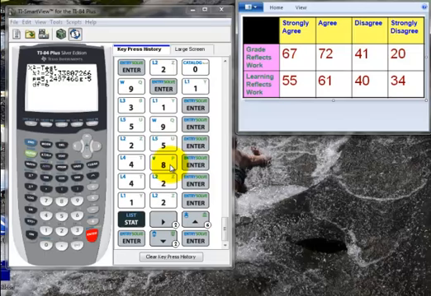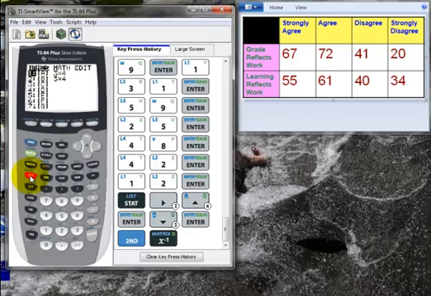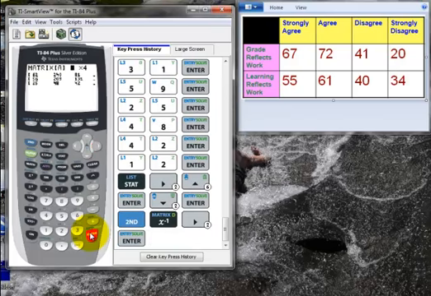Okay, so here's our calculator. I go to second, matrix. I go to edit, hit enter. There are two rows, always two rows for homogeneity. So 2 and enter. Here we have, notice, 4 columns. Strongly agree, disagree, strongly disagree. So 4 is good, hit enter.